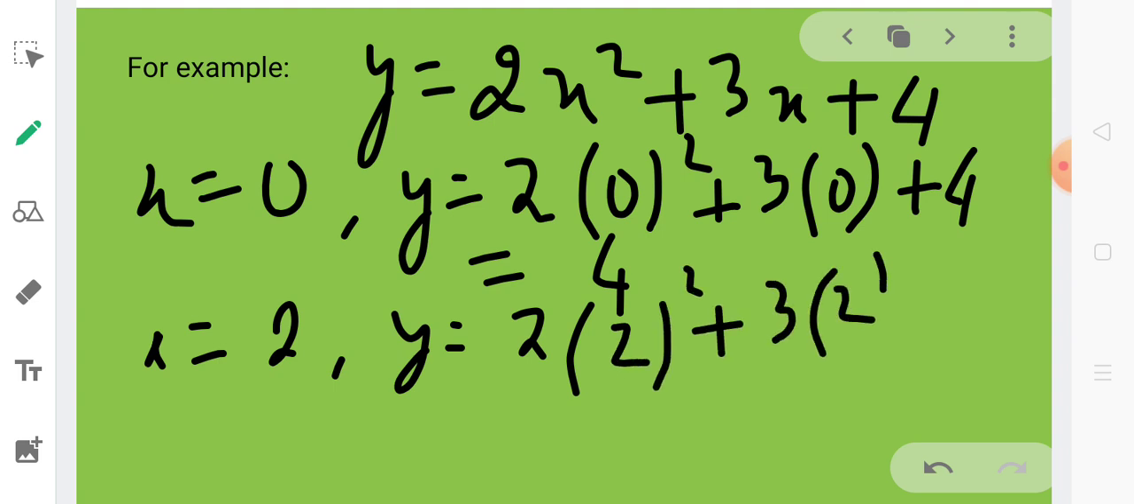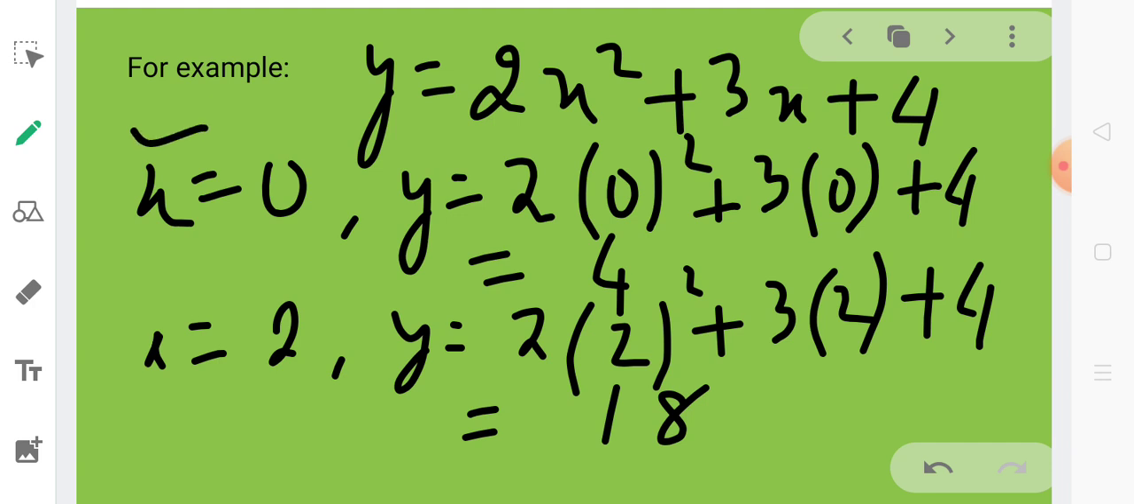Similarly, for x = 2, y will be equal to 2 into 2 square plus 3 into 2 plus 4. So 2 square is 4, 4 2s are 8, 8 plus 3 into 2 is 6, 8 plus 6 is 14, 14 plus 4 is 18. So you can see as the value of x is changing, so is the value of y. So in this case, y is a function of x, and the function is written as 2x² + 3x + 4.